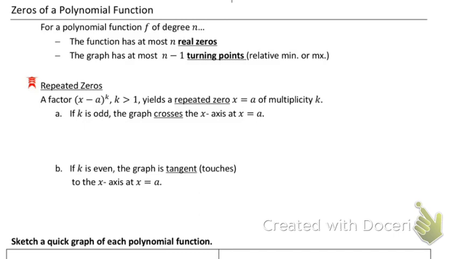Okay, anyway, the function has at most n real zeros. It has n zeros, so that means at most it can only have n real zeros. The graph has at most n minus 1 turning points. A turning point is any time it changes direction. So this right here would be a turning point. This right here would be a turning point.